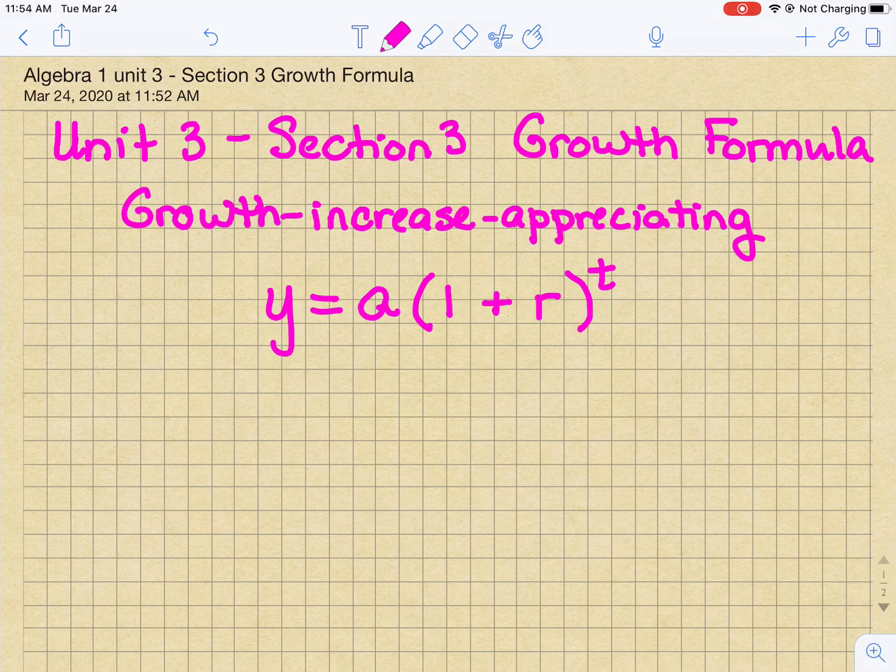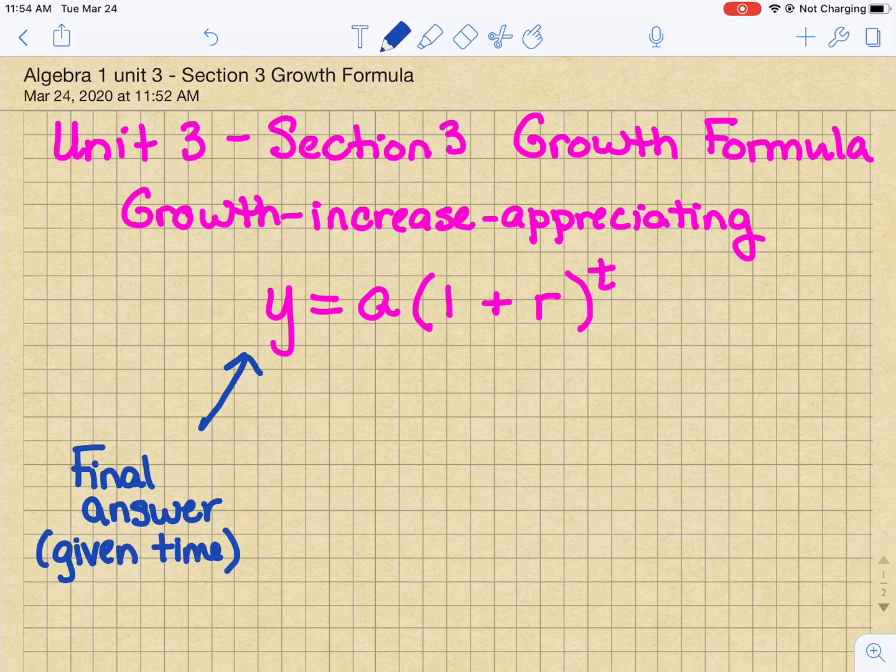Now let me tell you what each thing in here stands for. The Y is going to be our final number, whatever we're talking about. If we're talking about population, that'll be the population, the final answer at the given time. So we have to give you a time and then you can get a final answer. Population, money, all kinds of things, if we're talking about bacteria growth, stuff like that.